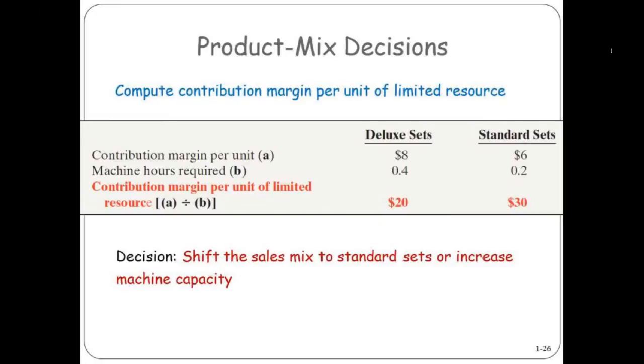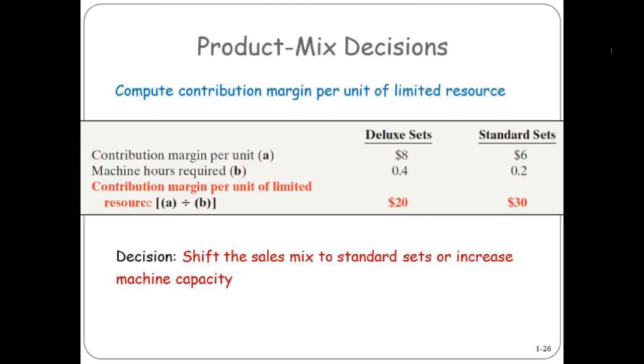So you just take your contribution margin and divide it by the hours of constrained resource, which gives you contribution per limited resource, and $20 versus $30. We would want to make as many standard sets as the market can bear.